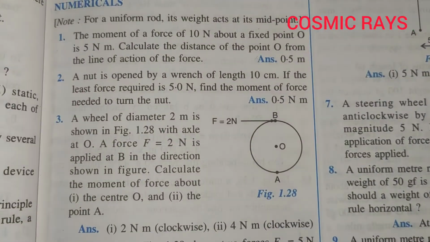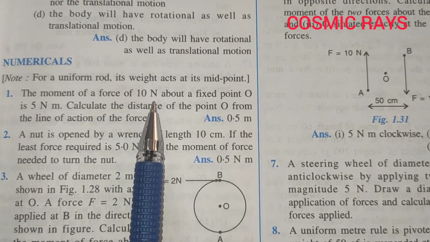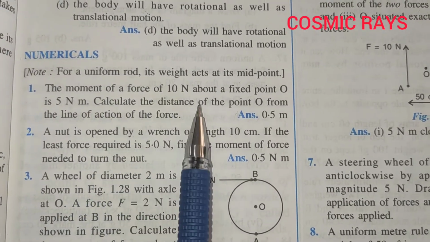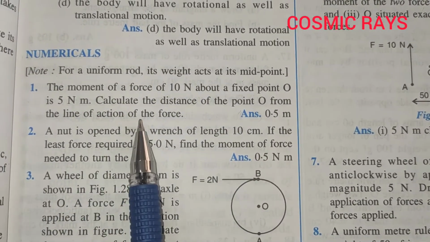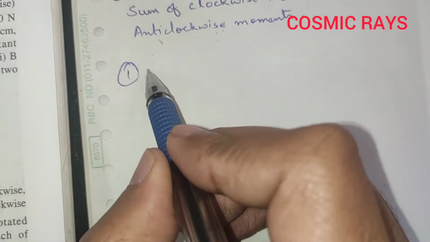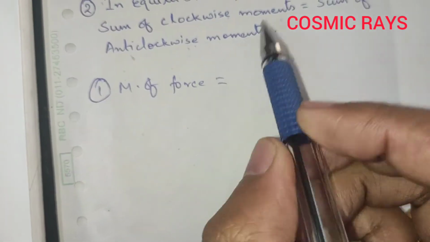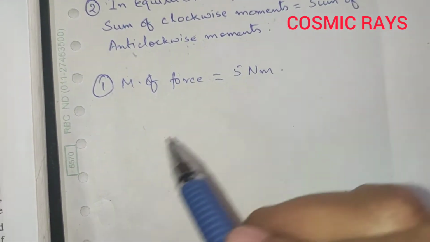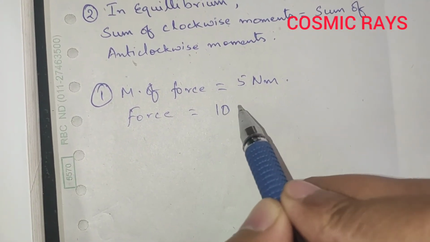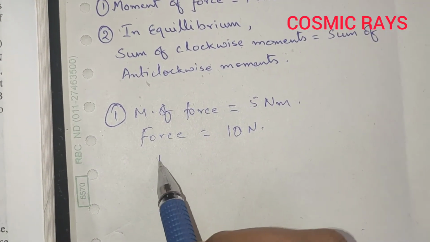So we look at the first question and we try to solve it. It says the moment of force of 10 Newton about a fixed point O is 5 Newton meter. Calculate the distance of the point O from the line of action of the force. So here moment of force is given as 5 Newton meter, and a force of 10 Newton is applied. So we have to find the distance R.